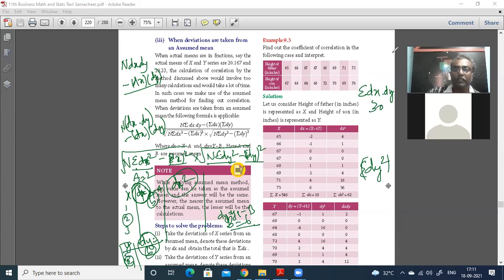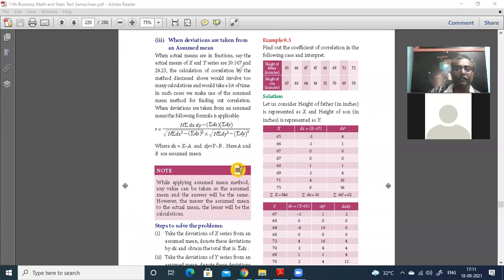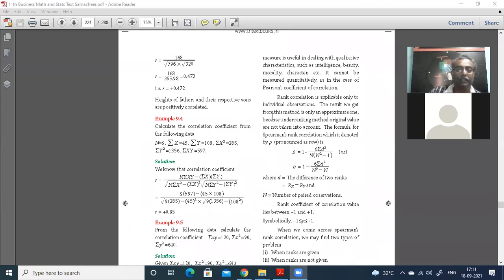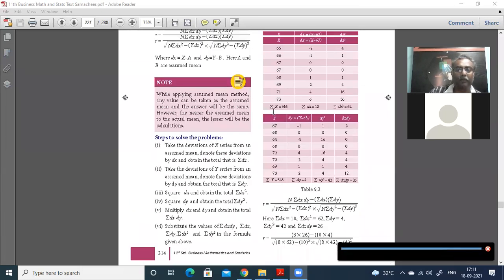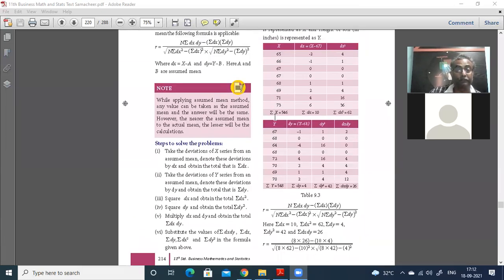If you do one single problem, you will understand everything, that this is only a procedure. This whole thing is procedure. There is nothing to think. Simply, blindly you have to follow the procedure. So these are the steps to solve the problem. Take the deviations of x series from an assumed mean. This assumed mean should be a.